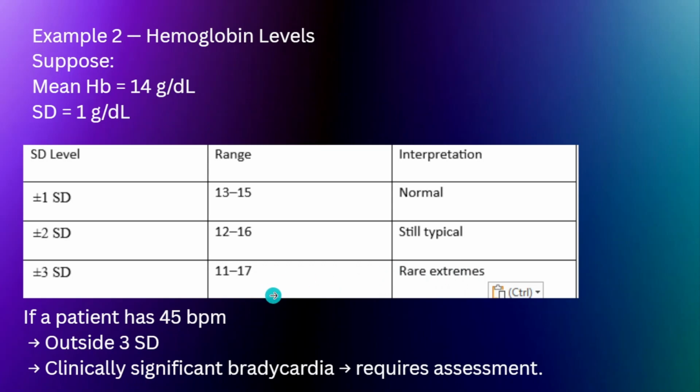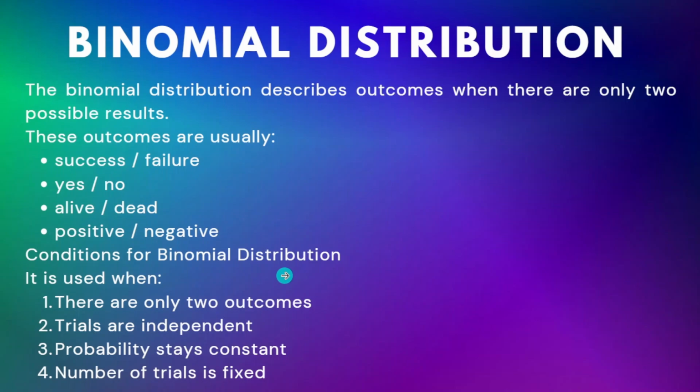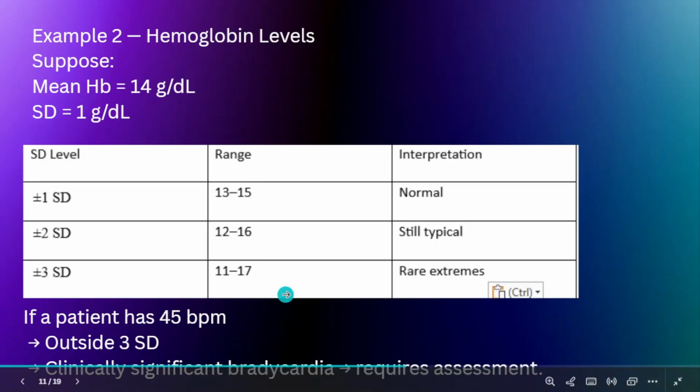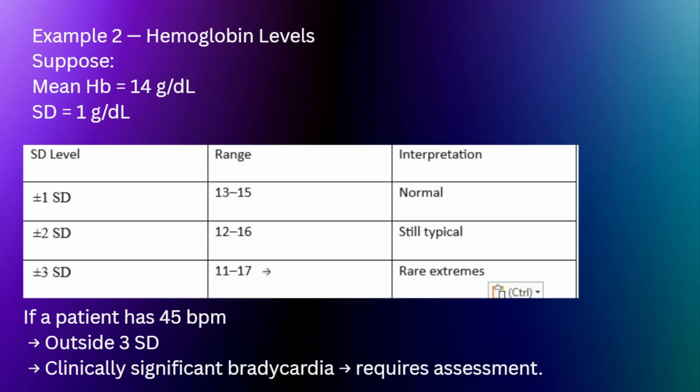So it could indicate a condition like bradycardia, right? Could indicate a condition. So these are some of the ways that we get the range of values that we have, especially in medical and the nursing sciences, which is one of the importance of normal distribution.